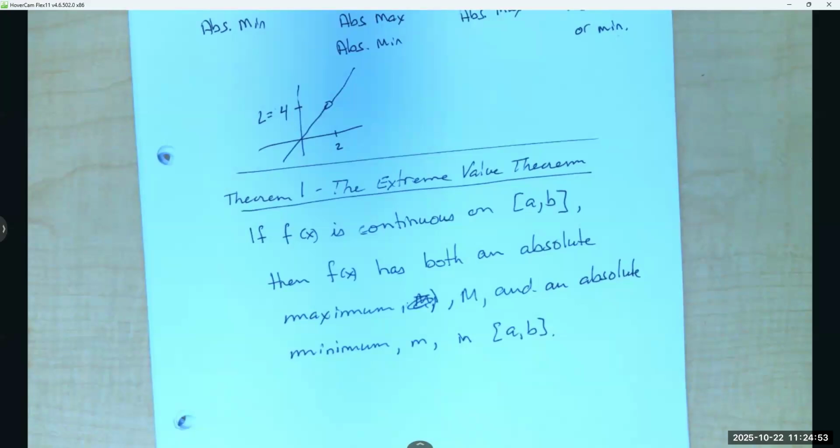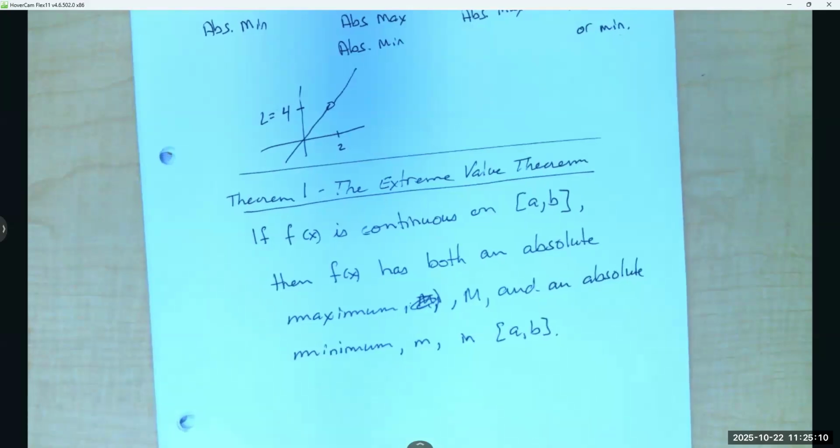Can they be the same? Or a horizontal line? Yeah, so we look at that, but it has to be in an interval. And you're right, it could be a point, and that would be both a max and min. So we have to go further now and define even further the stuff we left off on.